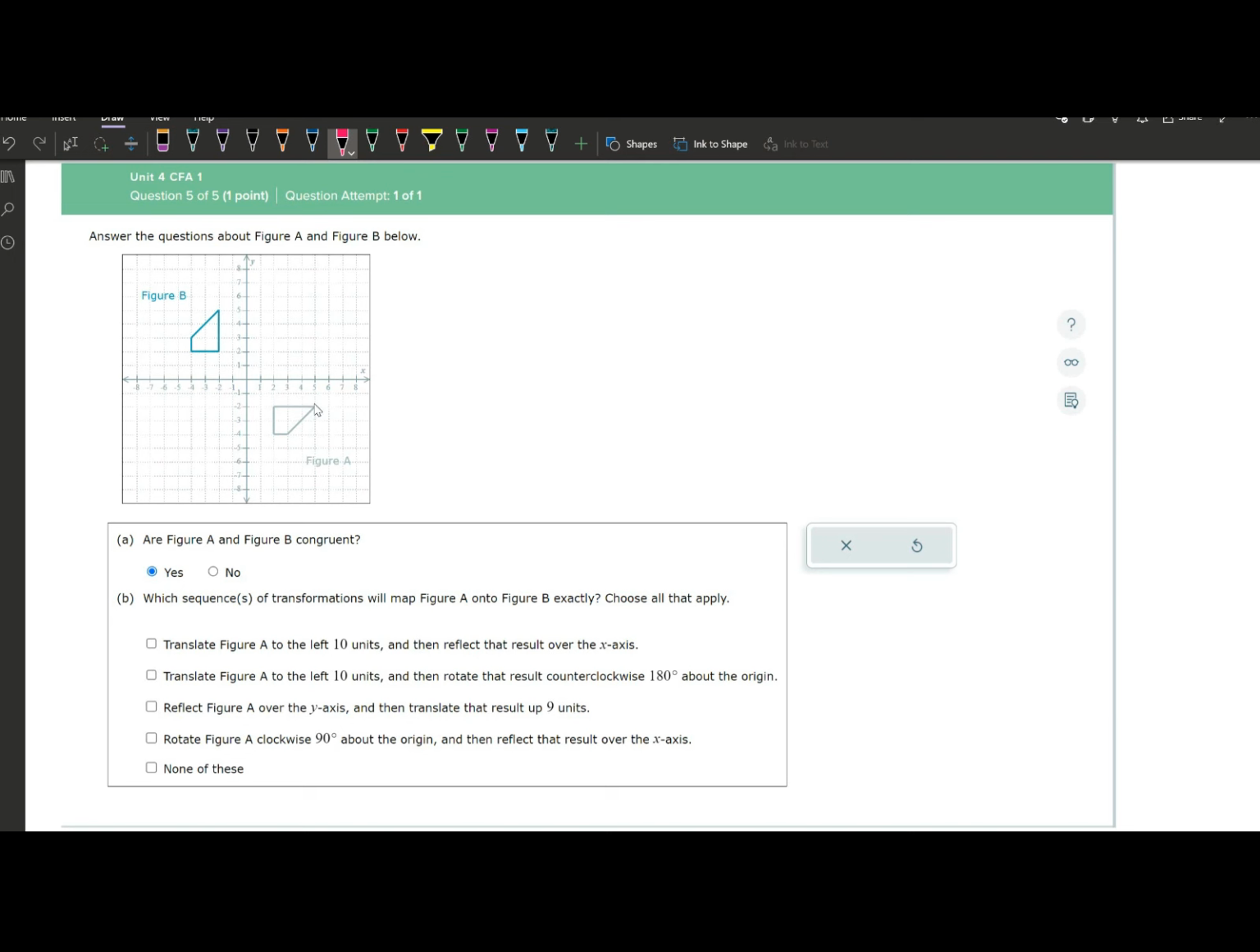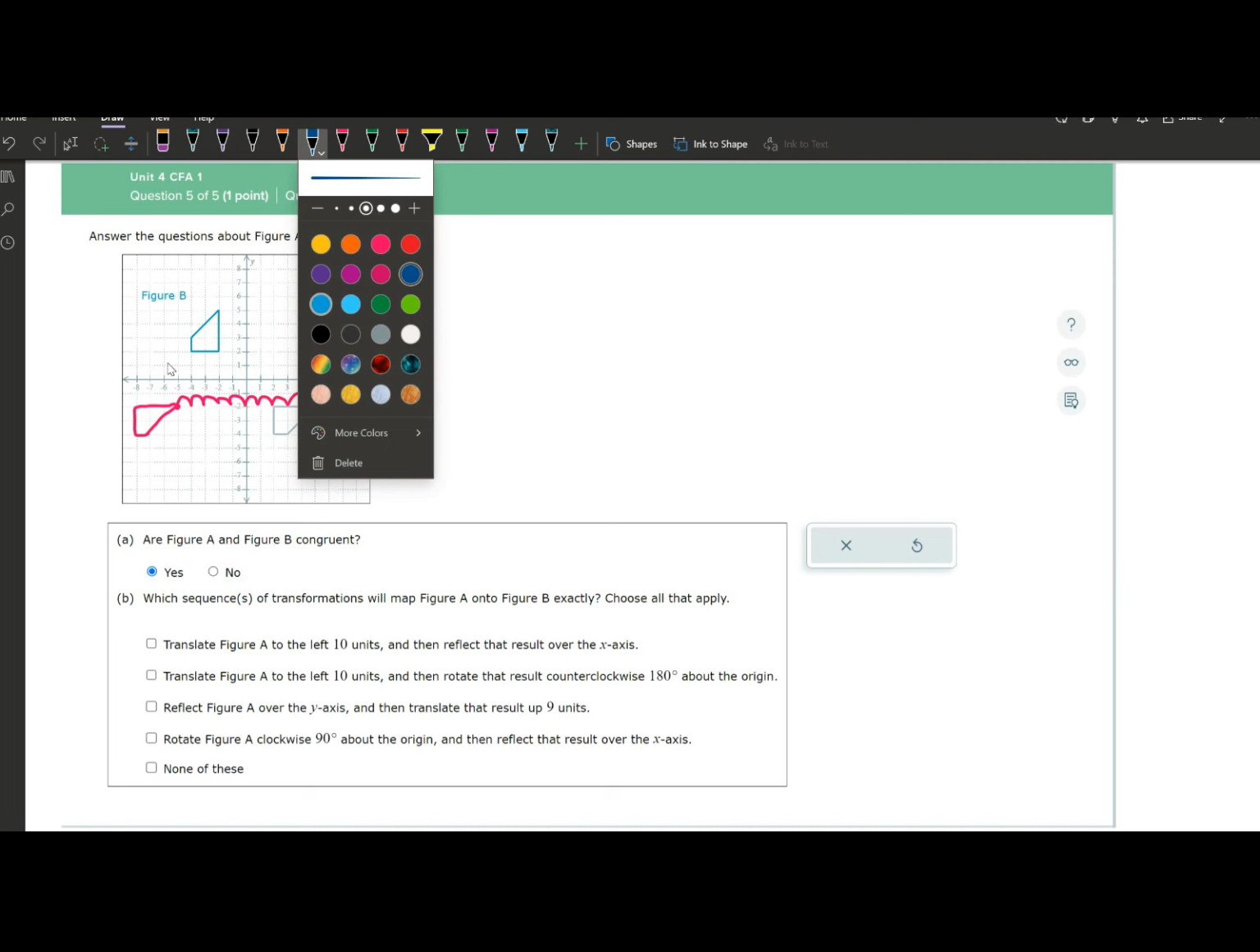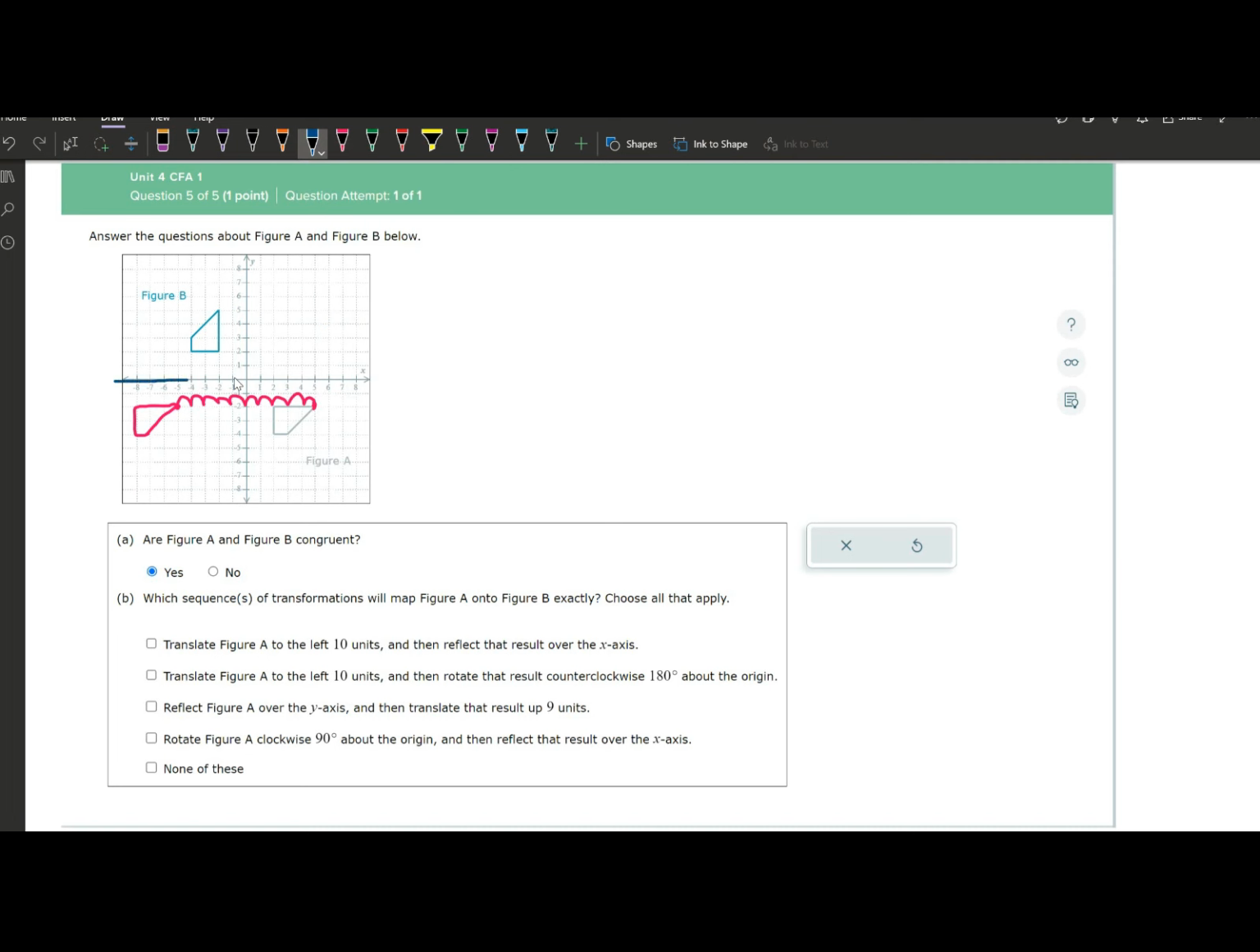So here's our figure A. We're going to move it 10 units to the left. 1, 2, 3, 4, 5, 6, 7, 8, 9, 10. Okay, then we redraw that. Then they say reflect the result over the x-axis. So here's our x-axis. Okay, that would be good. If we do the reflection over the x-axis, it's going to go like this.